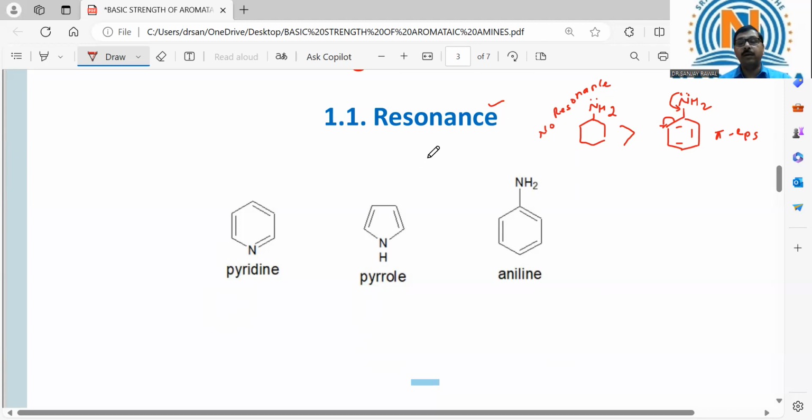If you want to compare the basic strength of pyridine, pyrrole, and aniline, all are bases. They have a lone pair of electrons at nitrogen. But in case of pyridine, the lone pair at nitrogen does not participate in the resonance.